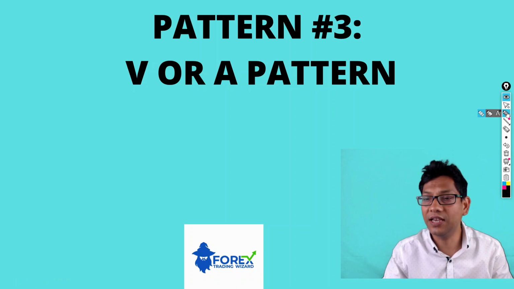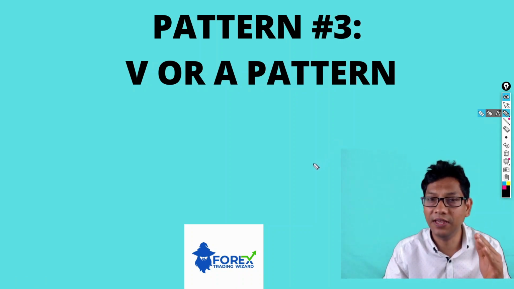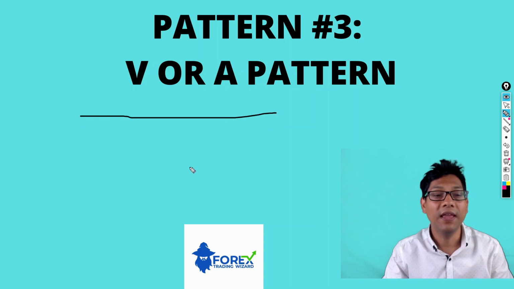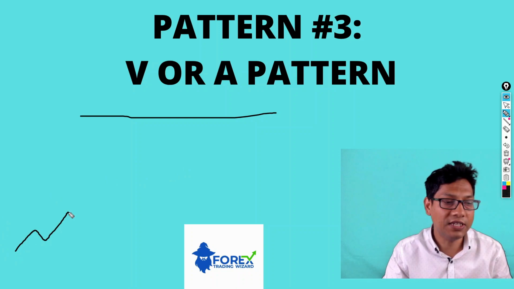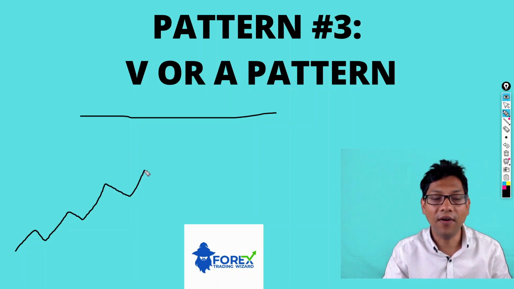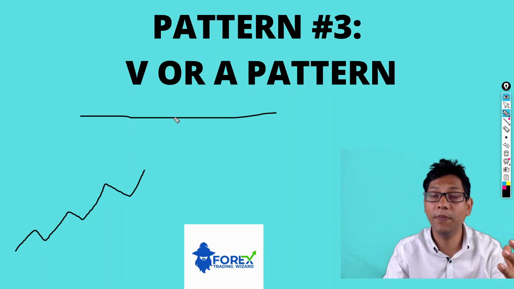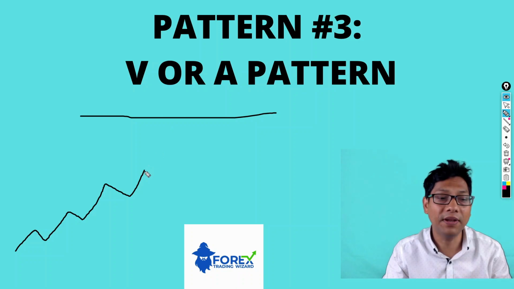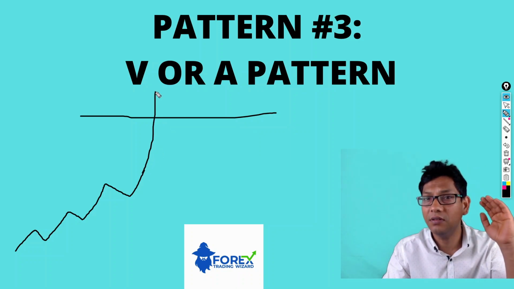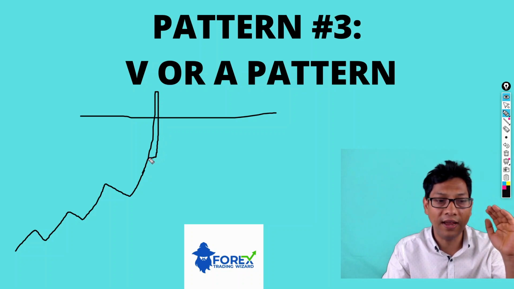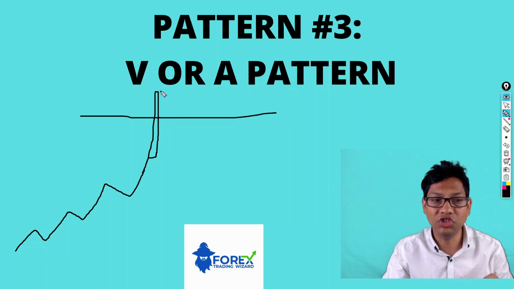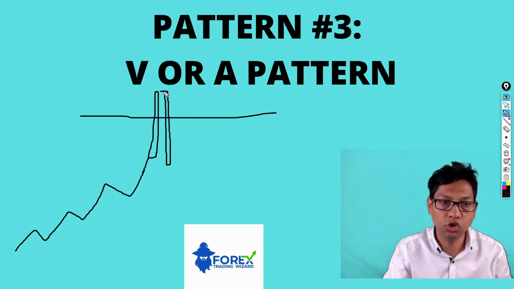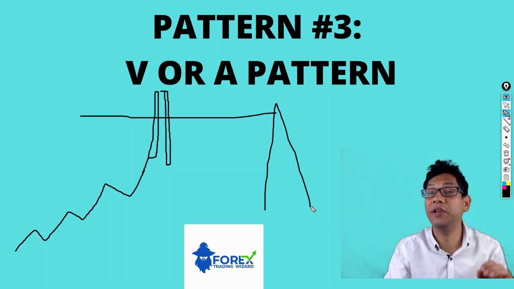So this V shape or A shape is something like this. Say for example, there is a resistance as we discussed before, and the price was coming, creating a higher high and higher low. Now after coming here, as we know, we might see a head and shoulders or double top. Instead, in many cases, the price comes with a big green candle, and the next one immediately drops from this zone, creating an A-shaped pattern.